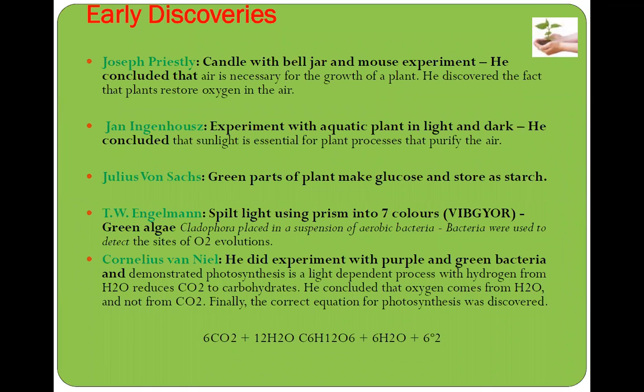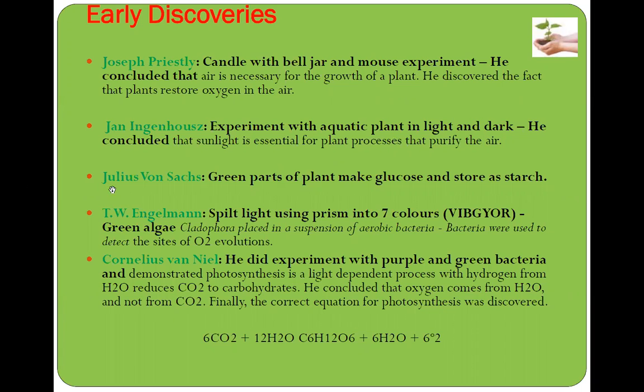Because there was an absence of sunlight. So when sunlight is absent, the process of photosynthesis does not take place. And if photosynthesis does not take place, then the plant is not going to get a proper amount of energy. And if energy is not produced, then what happens? Then the plant cannot grow properly. So Jan Ingenhousz concluded that sunlight is very essential for carrying out plant processes.